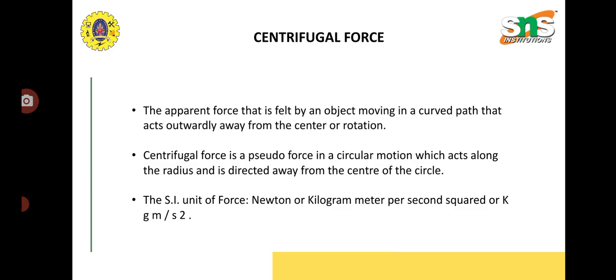The apparent force that is felt by an object moved in a curved path that acts outwardly away from the center of rotation, that is the centrifugal force, which acts from the center of the equipment to the outer portion in a curved path. It is in a circular motion which acts along the radius, from the center to the outward section. The SI unit of the force is the Newton, or kilogram meter per second squared.